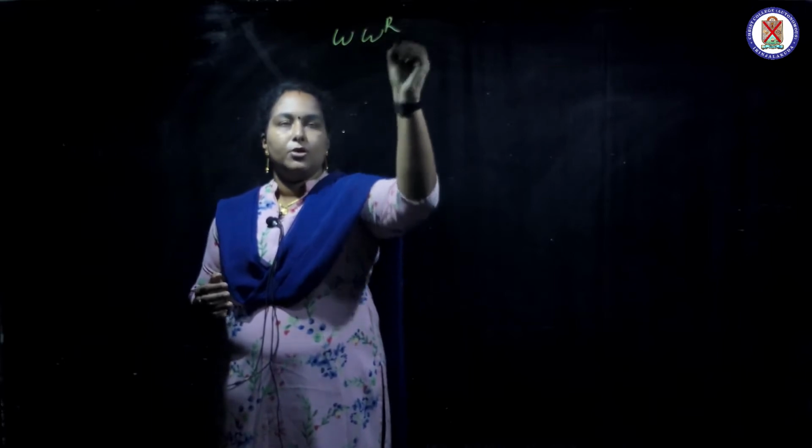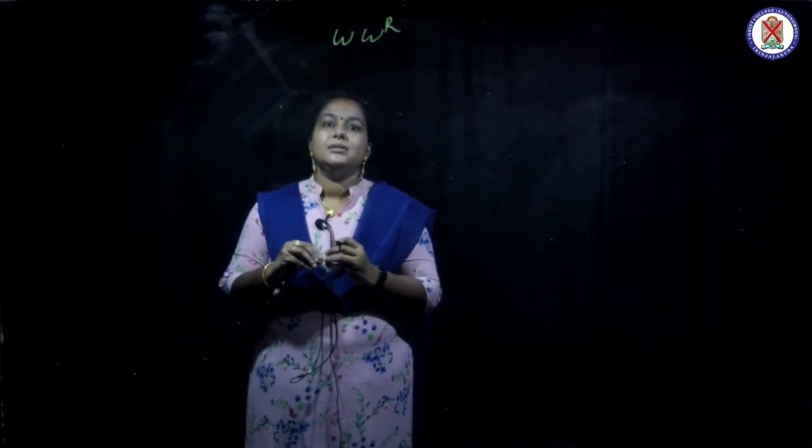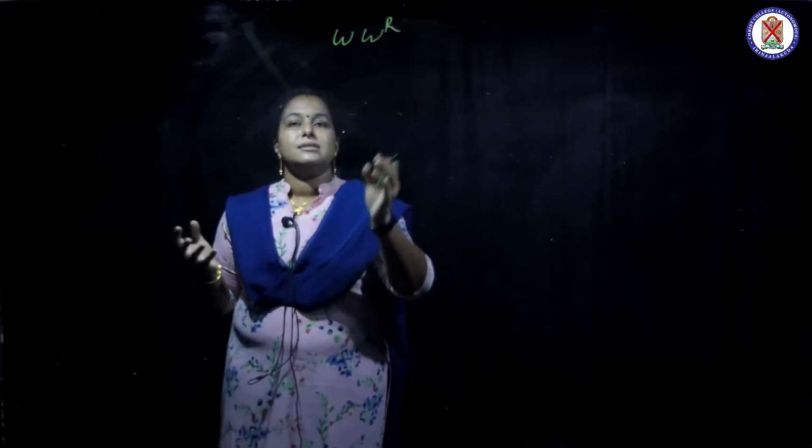Everyone, in the previous video we discussed W hash W reverse, so please see that video. This is a continuation of that video. In this video we are discussing how to design a Turing machine for W W reverse. In the previous video there was a middle marker, that is hash, but here it is lacking.